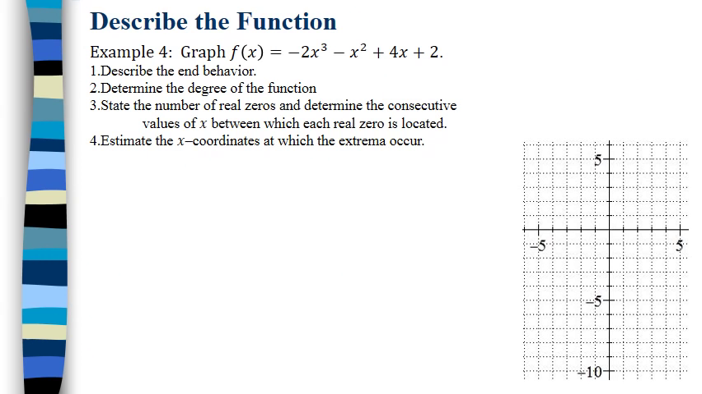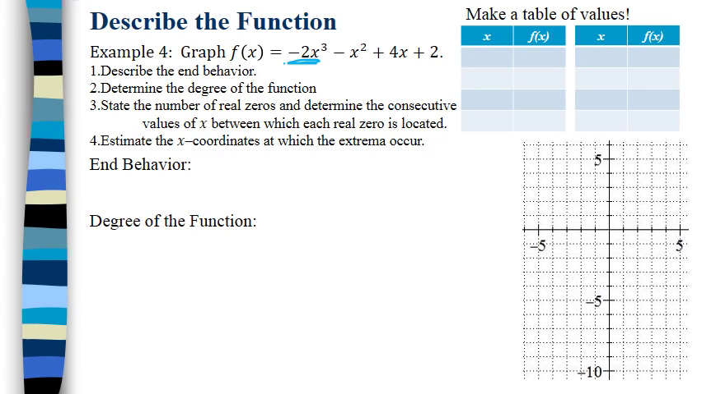Okay, in example 4, we are going to talk about end behavior, degree of the function, find the number of real zeros, determine where they are, and then estimate the x-coordinates at the extrema. The first two questions we can certainly find right away, because we can use the leading term to decide what happens to the function. So we're not going to make a table of values yet, but for right now, end behavior.